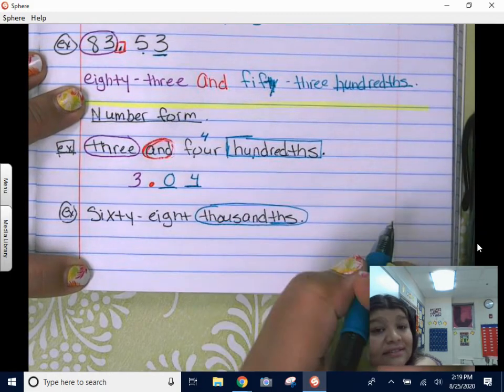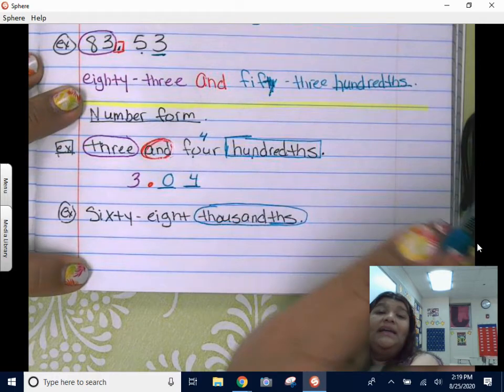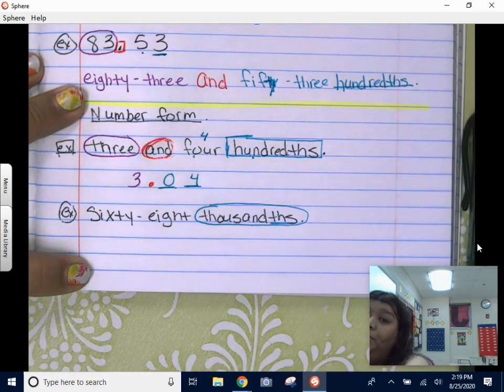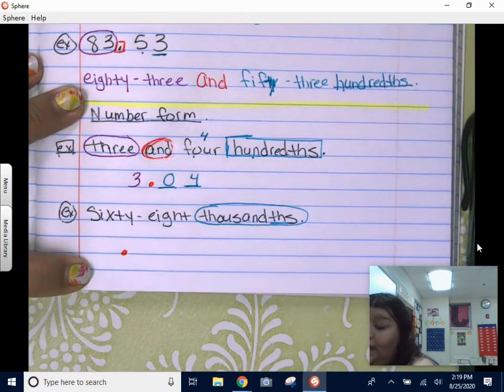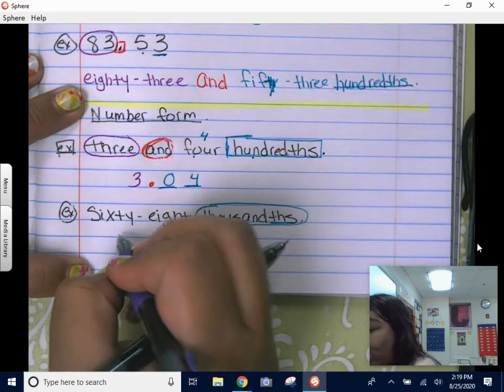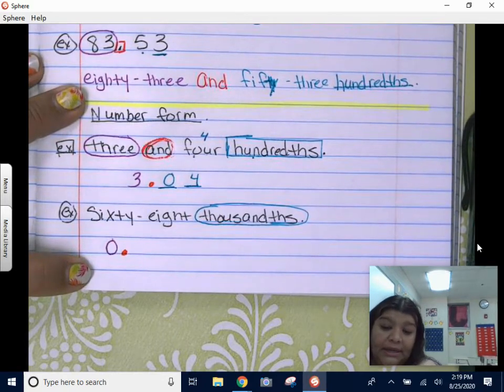Thousandths. It has the THS right there. So because it added that THS, that tells you it is a decimal and not a whole number. Okay, so because it is a decimal, I need to put the decimal right here. Since I have no whole number, I'm going to put a 0 right there in its place.